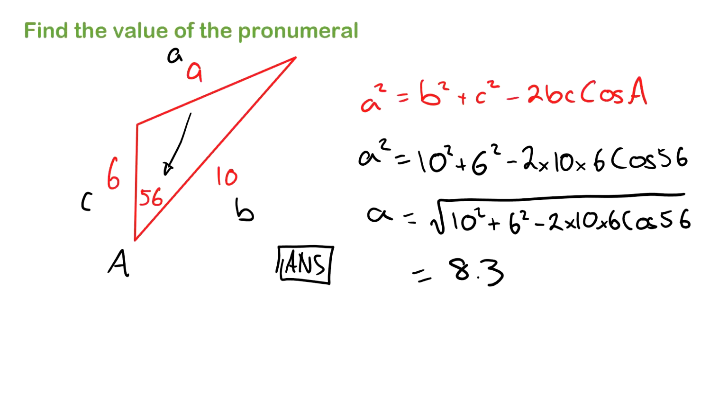So with these type of questions, it's important to label everything correctly and make sure that you're labeling your unknown as your a value. Sometimes you'll have questions with different letters in there. Still do your labeling, as you can see in the black writing I've got around my triangle. Always do your labeling, then do your substitution and use the calculator to find your answer.